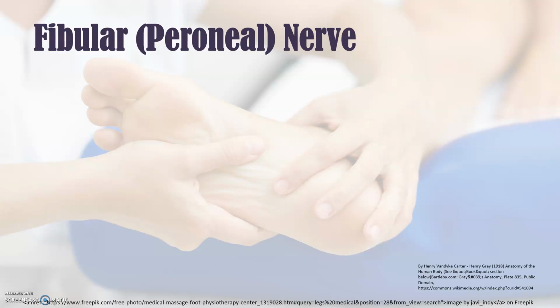The superficial peroneal nerve lies between extensor digitorum and peroneus brevis as it goes down the leg. It's initially deep to the deep fascia and then penetrates the deep fascia and supplies the sensation to the skin on the lateral aspect of the leg and the dorsum of the foot.